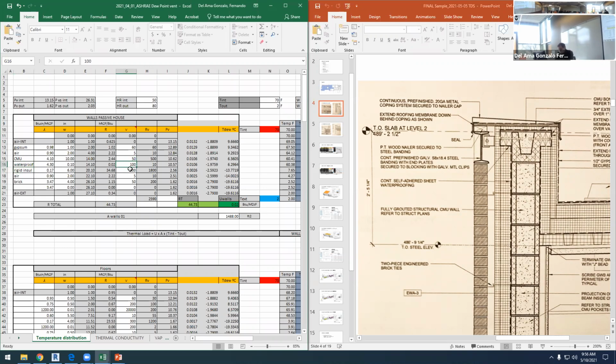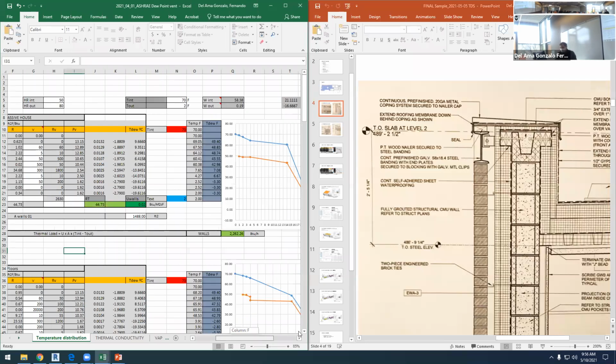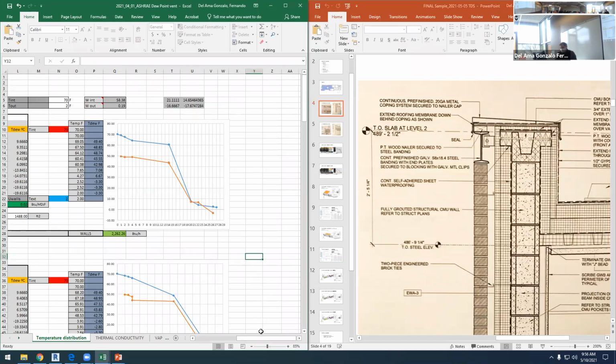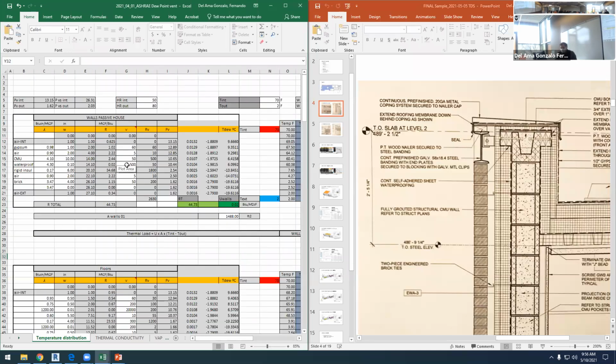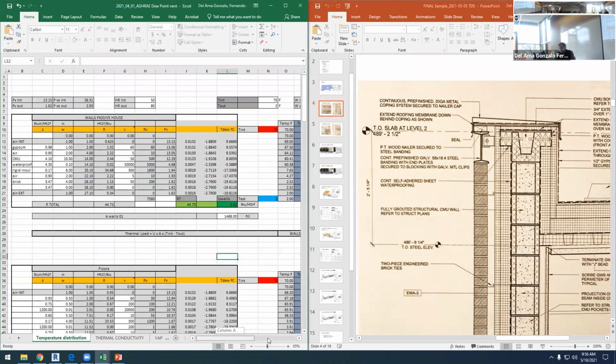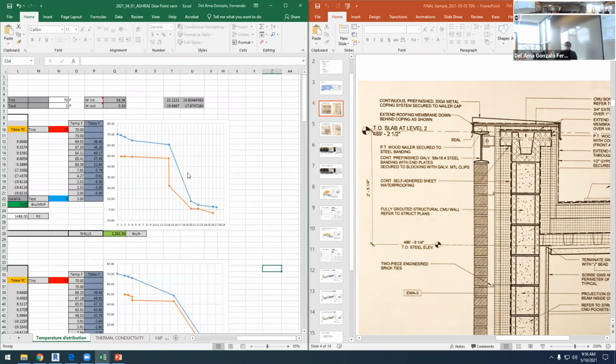If we make this, let's say 500. Yeah, it's getting better. And if we make it 5,000, 50,000, something very high. Yep, we don't have any condensation risk here.